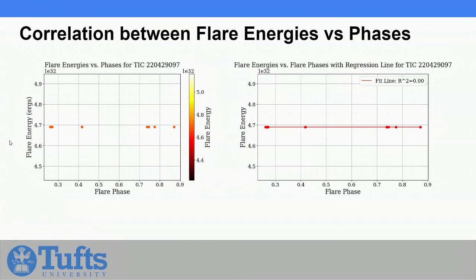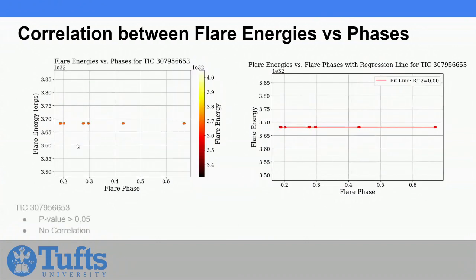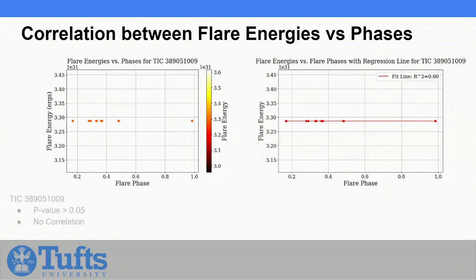For each star, we observed the distributions of flare energies across different phases of the stellar rotation to tell us whether there's a pattern indicating that flares are more energetic at certain phases, possibly correlating with the positions of the stellar spots. The regression line across these plots shows a flat trend with an R-squared value close to zero for all three TIC IDs. This indicates no significant correlation between the flare energies and the phases at which they occur. The p-values, being greater than 5%, support this lack of correlation, suggesting that within the rotational cycle, flare energies do not systematically vary with the phases.